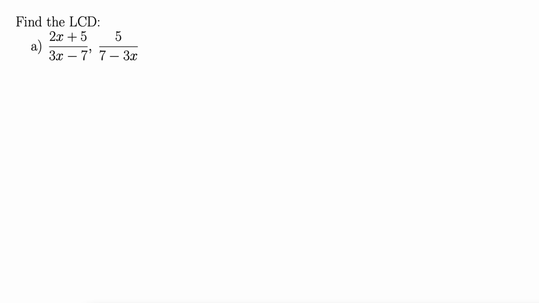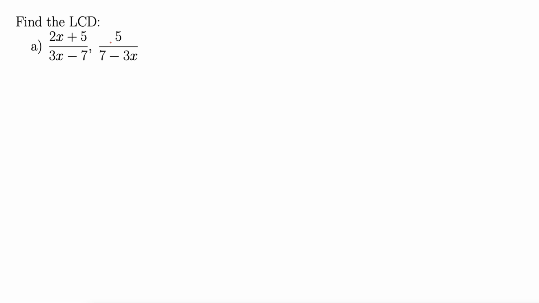In this example, we want to find the LCD of (2x plus 5) divided by (3x minus 7) and 5 divided by (7 minus 3x). Well, these are both factored. That is true, but you wouldn't want to just take each one of these and put it into the LCD, right? Instead, let's do this. See how they're almost the same? They're just kind of rearranged, aren't they?